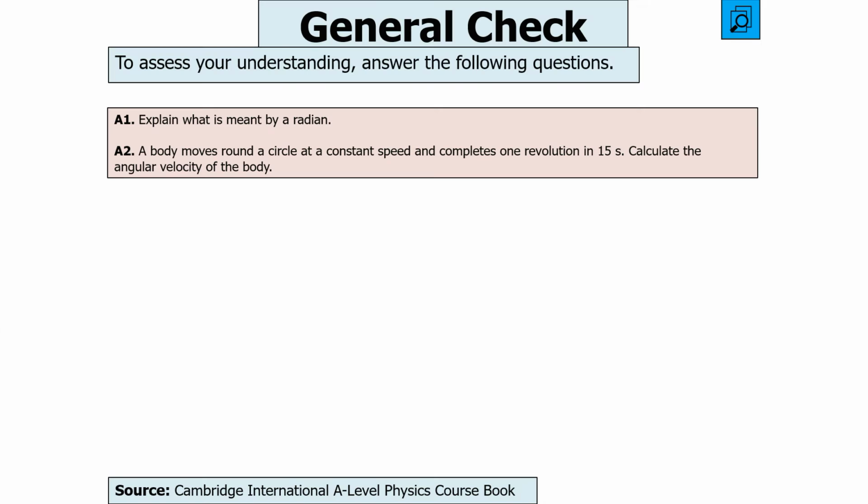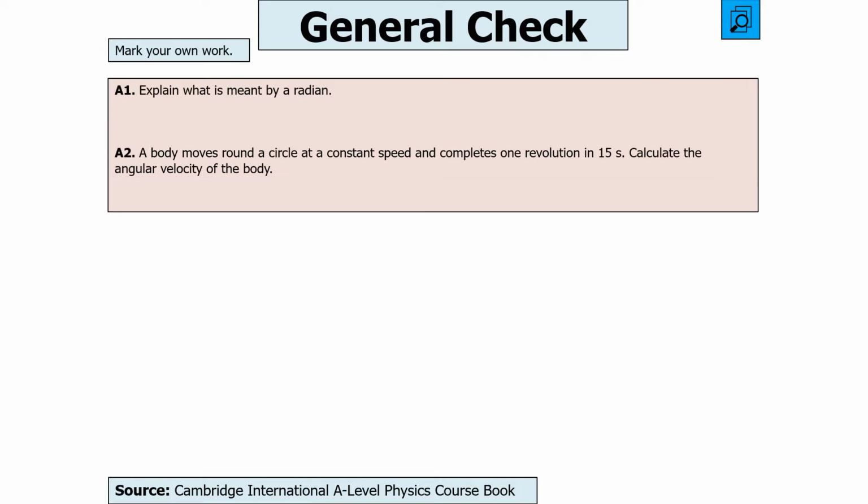The first question says, explain what is meant by a radian. And the second question says, a body moves around in a circle at a constant speed and completes one revolution in 15 seconds. Calculate the angular velocity of the body. So pause the video now, then unpause the video when you want to go through your answer.